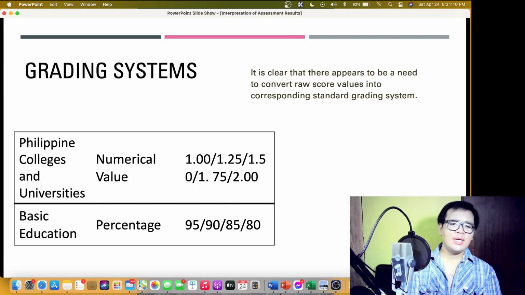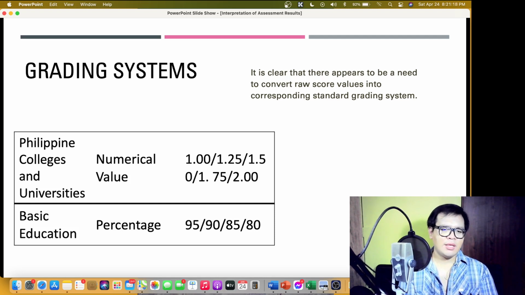So as you can see, this is actually a table, but I wasn't able to really divide the columns. But you can see there that there are 3 columns. For example, the columns are labeled Philippine College and University, the numerical value, and the corresponding grade. However, in basic education, it's more about percentages converted into whole numbers, most probably 95 to 80 or even lower than 80.